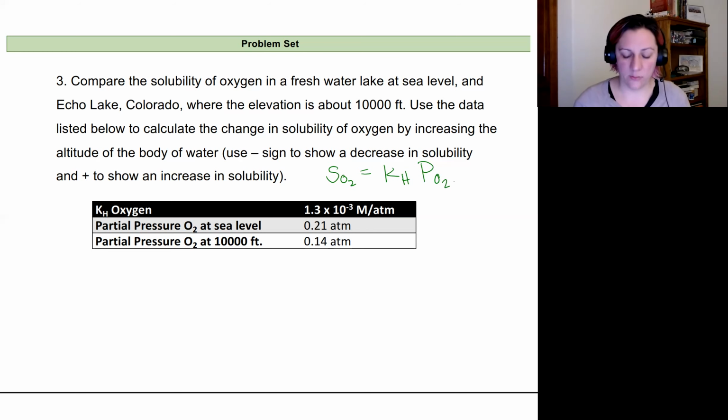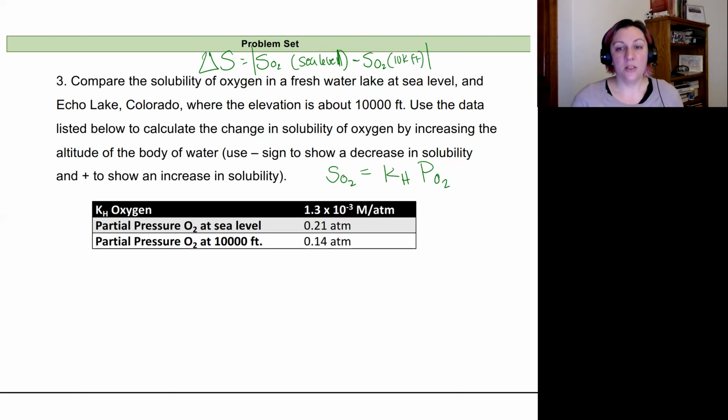So we really know that we need to look at the difference between the solubility of oxygen at one elevation versus another. So we can say at sea level, minus it at 10,000 feet. And we'll take the absolute value of this. All right. So we've been given Henry's constant for oxygen. We've also been given the partial pressure of oxygen at two different altitudes, at sea level and at 10,000 feet. So I'm going to use this information to calculate my solubility at each of those altitudes.